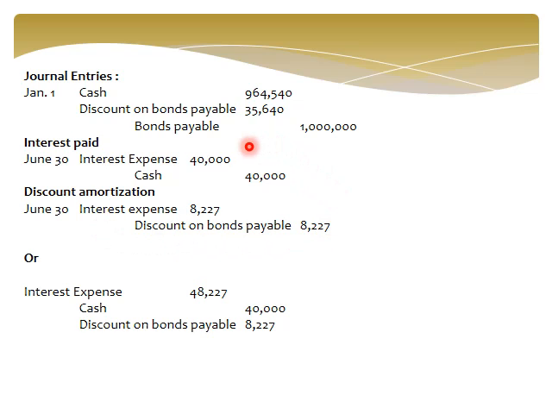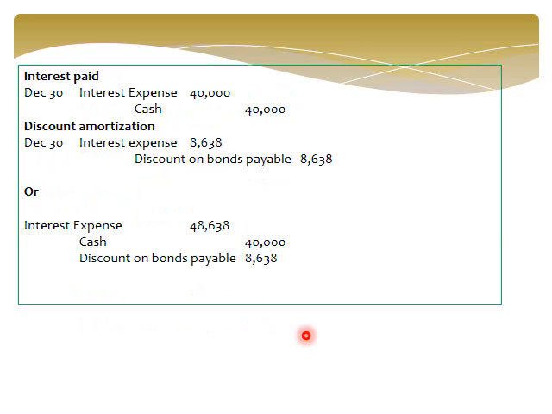Or, pwede natin i-compound entry itong interest paid saka discount amortization. Pag kinompound entry natin, magre-record tayo ng interest expense na 48,227. Paano to kinompute? Again, carrying amount multiplied by the effective rate. Credit cash of 40,000. Ito yung interest paid. Paano ulit kinompute? Face amount multiplied by the nominal rate. And discount on bonds payable, 8,227. Paano kinompute ang amortization? The difference between the interest expense and the interest paid.